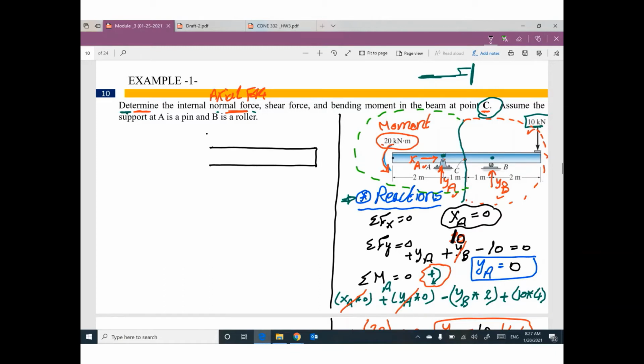Here is the right part. At this location, we have point C and you have your cut. At this specific point, B, we have reaction YB, how much? 10 kilonewton. At this free end, we have concentrated load given, how much? 10 kilonewton.